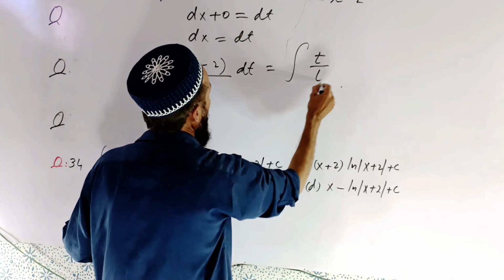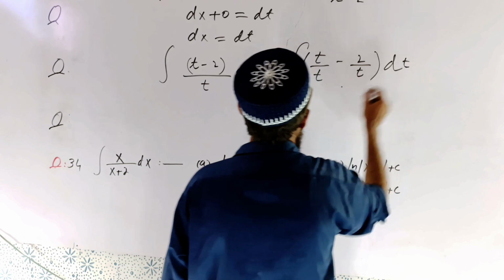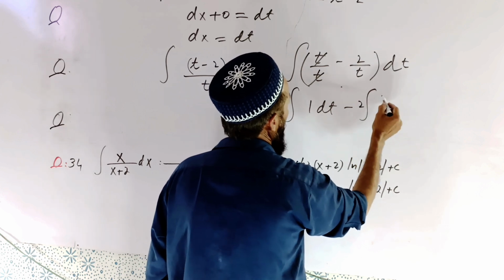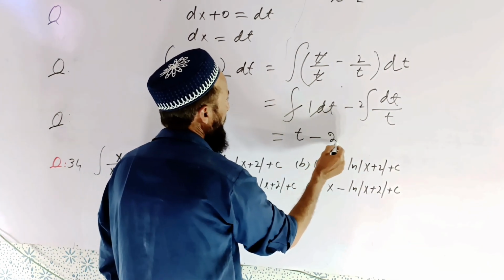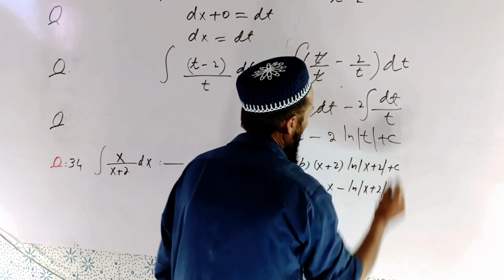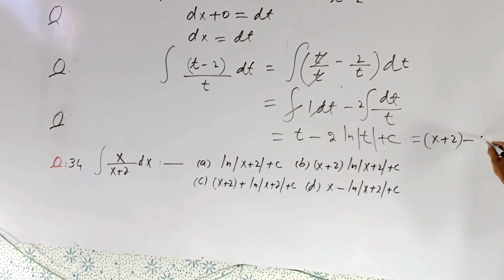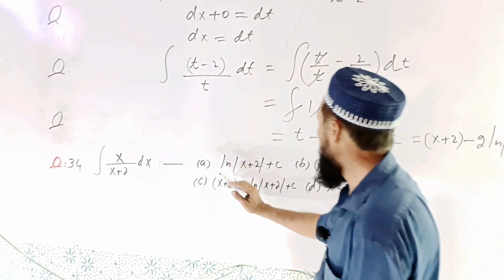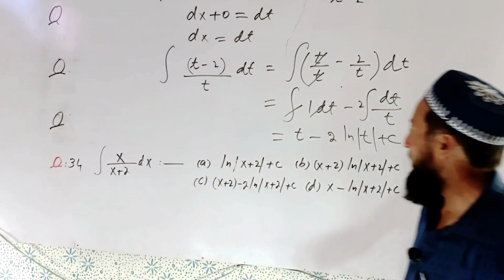Now we divide this: t minus 2 divided by t, dt. Now we can split it, and the terms cancel, so we get the integral of 1 dt minus 2 times the integral of dt divided by t, with 2 outside the integration. We can write t minus 2 log of t plus c. Now substitute the value of t, we have already supposed that t is equal to x plus 2, so x plus 2 minus 2 log of x plus 2 plus c. So the correct option is here, C is the correct option.